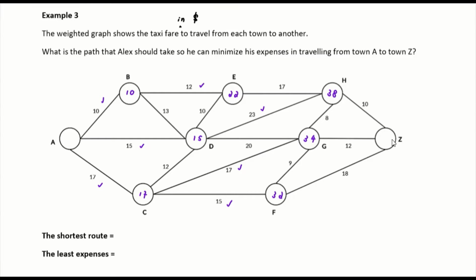Okay, now you are looking at Z. This one is easy. There are only 1, 2, 3 options. You just add them up together: 50, 46, or 48.